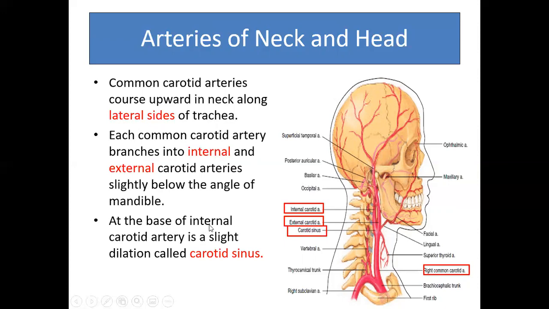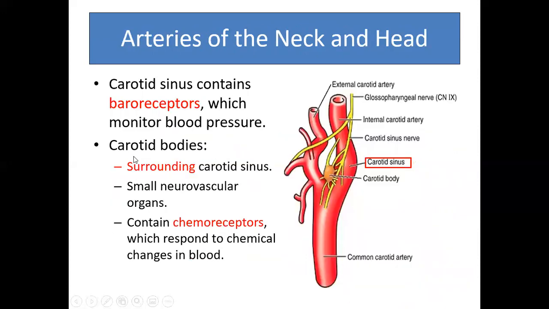Okay, at the base of the internal carotid artery, there is a slight dilatation. This dilatation is known as the carotid sinus. If you see here, at the base of the internal carotid artery, we have a slightly dilated area, and this part is known as the carotid sinus. What is the importance of this carotid sinus?